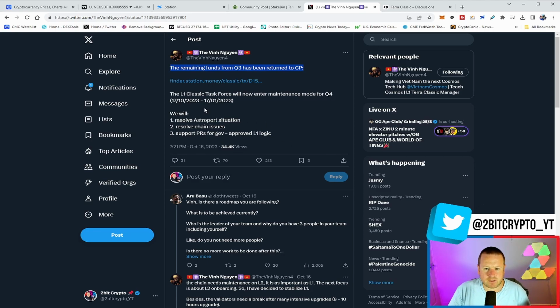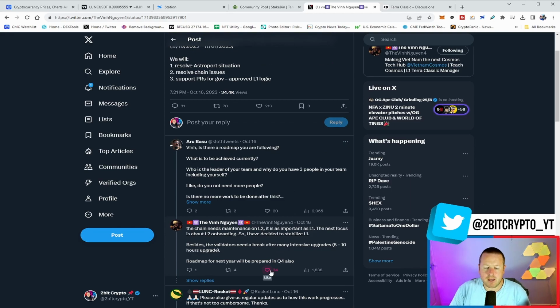And the L1 Classic task force team will now enter maintenance mode for Q4, which will run from the 17th of October right up until the 17th of January, and they'll resolve the Astroport situation, resolve chain issues, and support the PRs for government-approved L1 logic. Now, there is a roadmap being worked out which validators have to support, so there could be some silver linings going into the new year when it comes to Terra Luna Classic. I think right now, however, it isn't a great picture.